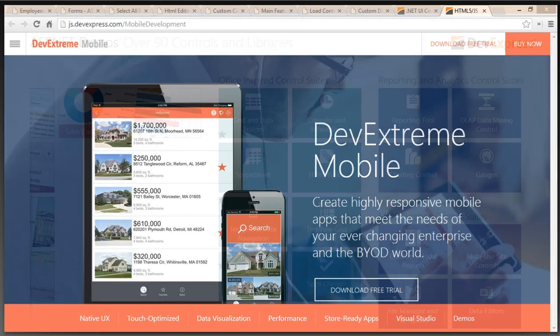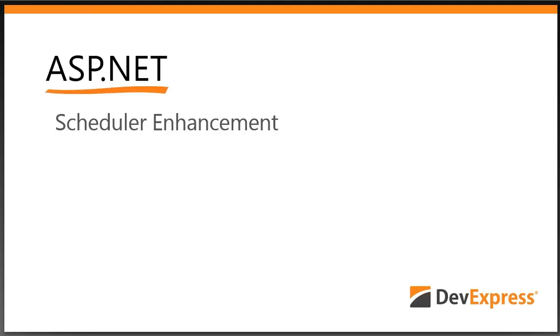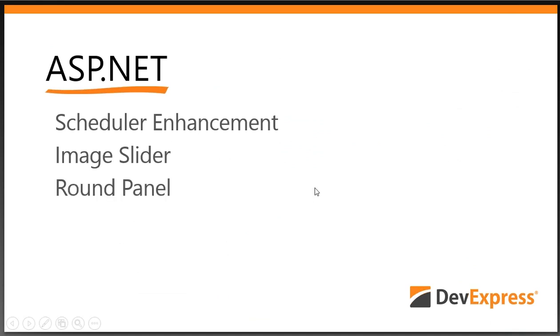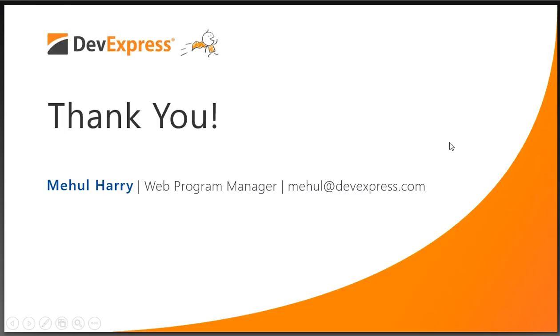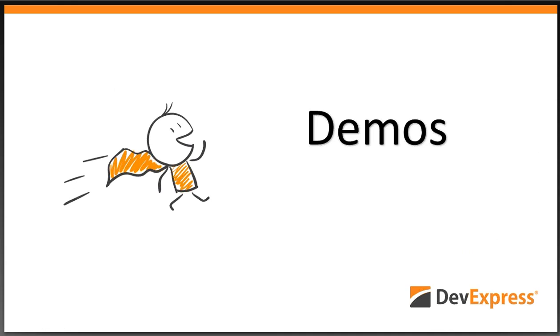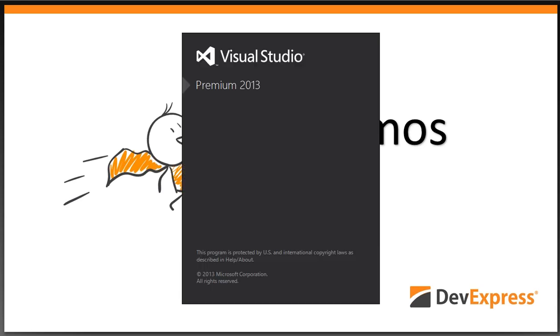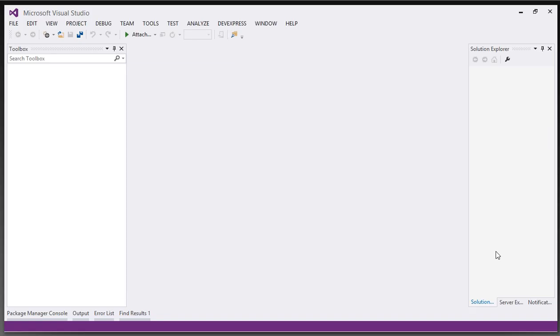Okay, so finally, I'm going to show you the cool thing that I kept alluding to, because I know we're getting to it at the end. Here are all the items I mentioned: scheduler enhancements, image slider, round panel, data editor, theme builder, the new theme, and the new demos that we mentioned. All right, let's get into the thing I really wanted to show you, and we're going to need Visual Studio for this. So let's pop up Visual Studio, and I promise you we'll do a Q&A session after this.